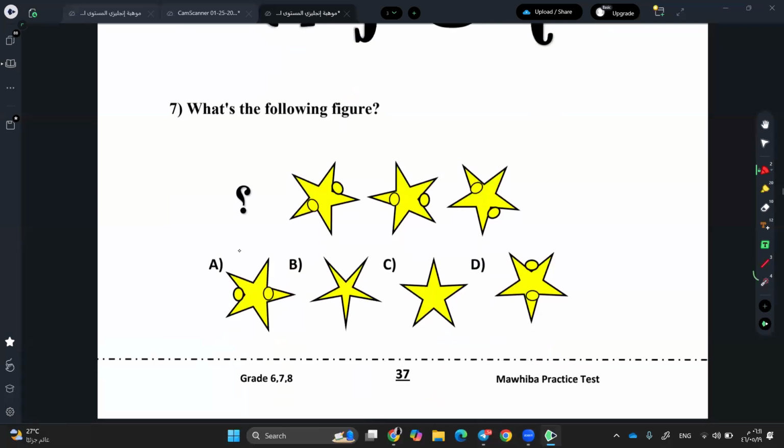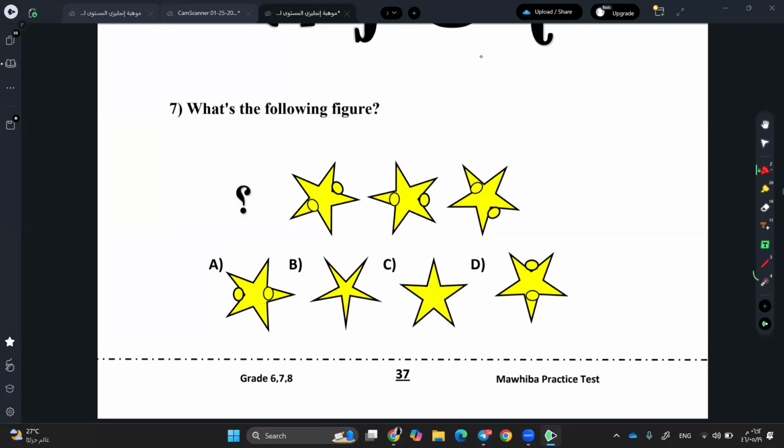Okay, let's see here. Question number 7. Yalla, Jude. Question number 7. What is the following figure? Okay. We have two steps here. That star is rotated, and also this ball will be moved. Okay, so let's see here. Do you want me to help you with that?